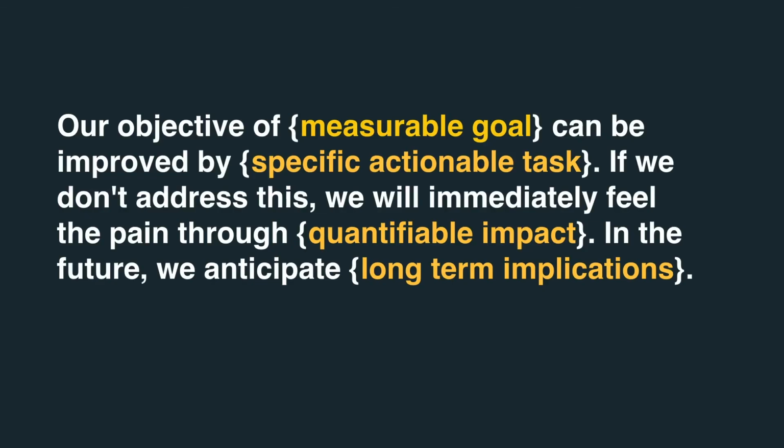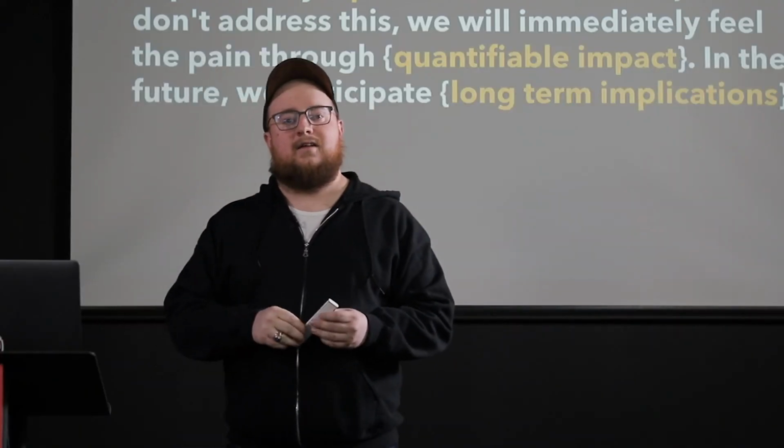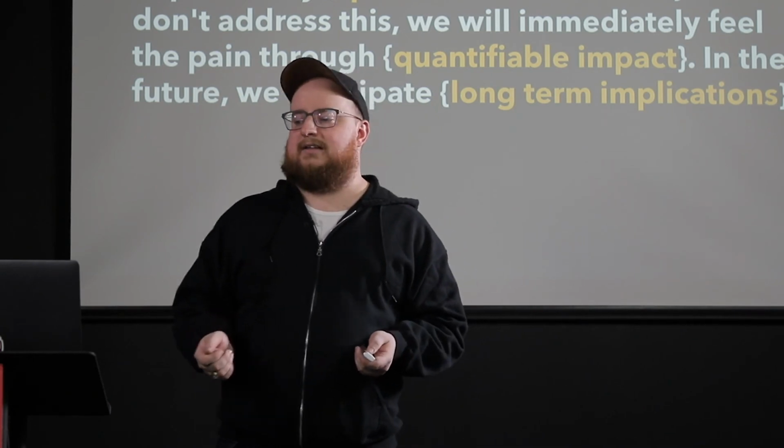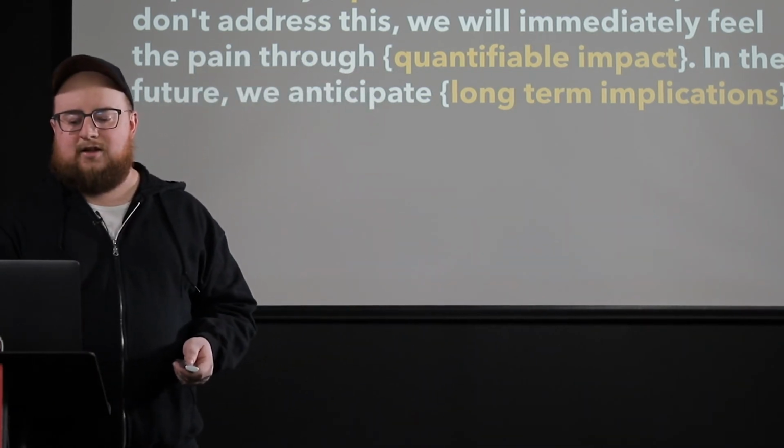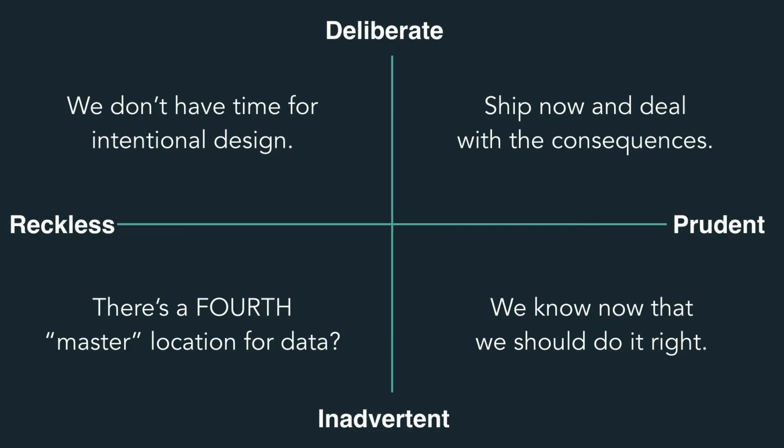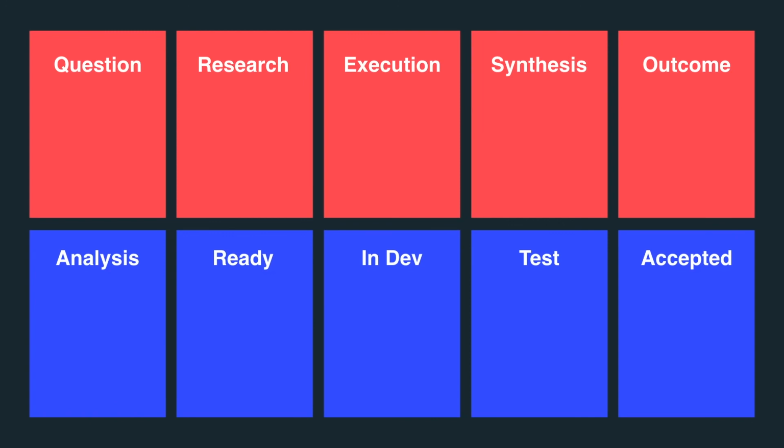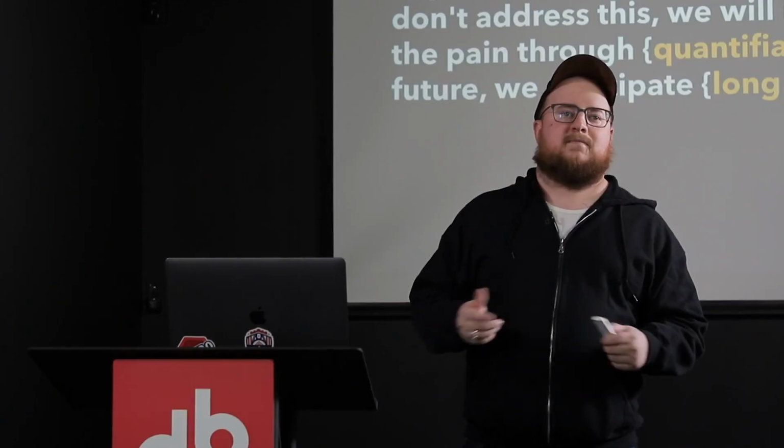Measurable goal around a specific actionable task, a quantifiable impact of achieving or not achieving that goal, and the long-term implications. Those are the 4 factors that you need to make a healthy decision around product debt. And if you do that, you're going to be able to actually build a product that is balanced and delivers value, that is well prioritized, and that is clearly communicated to the people that matter.